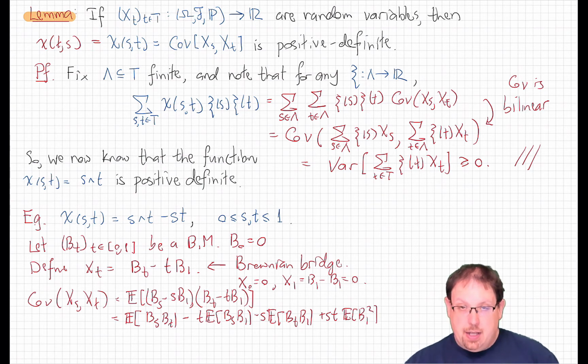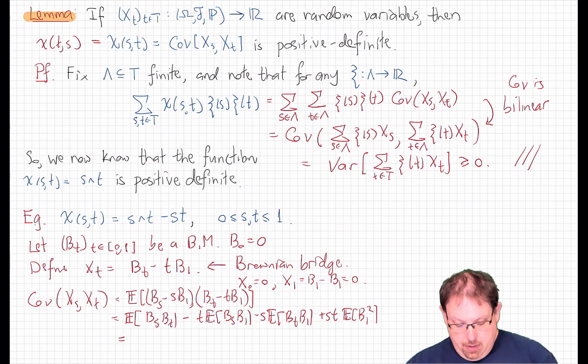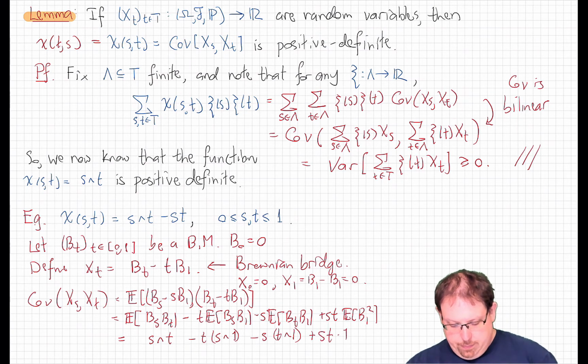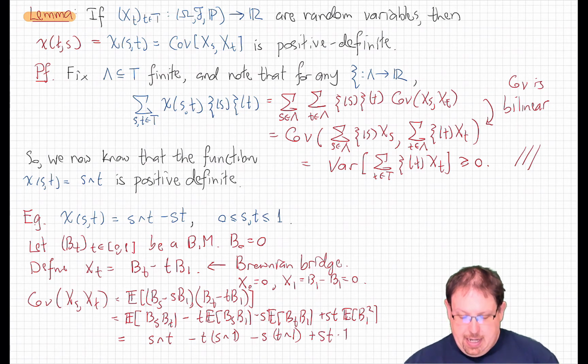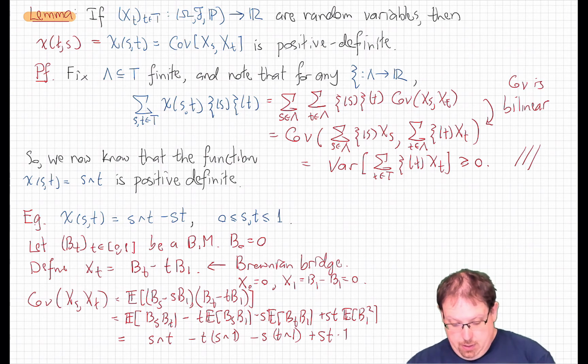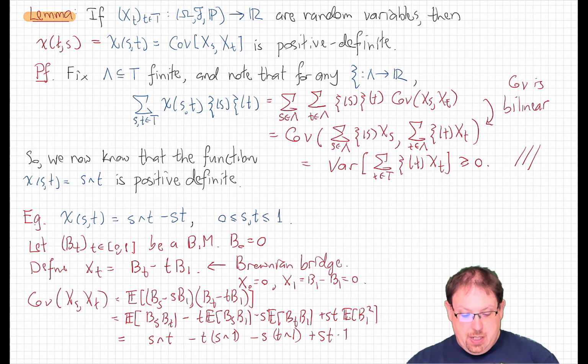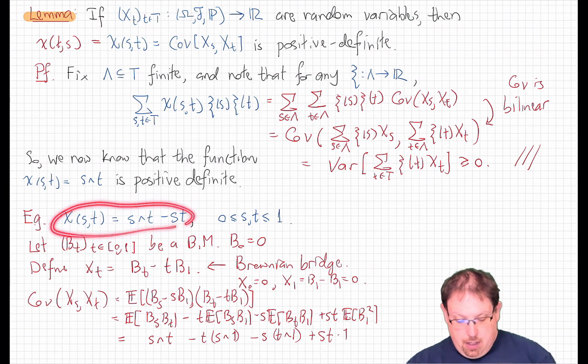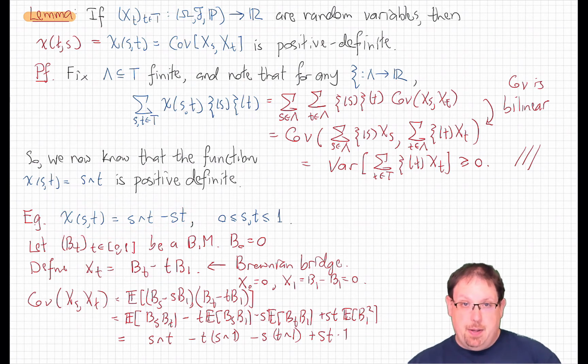And now we can utilize the calculation we did on the last slide. This is just s min t. This is s min 1. This is t min 1. And this is st times 1. Now, because s and t are both in the unit interval, this is just s and this is just t. And so what we have is s min t minus st plus st, which does indeed give us this. So since this is the covariance function of some stochastic process, it is a positive definite function.